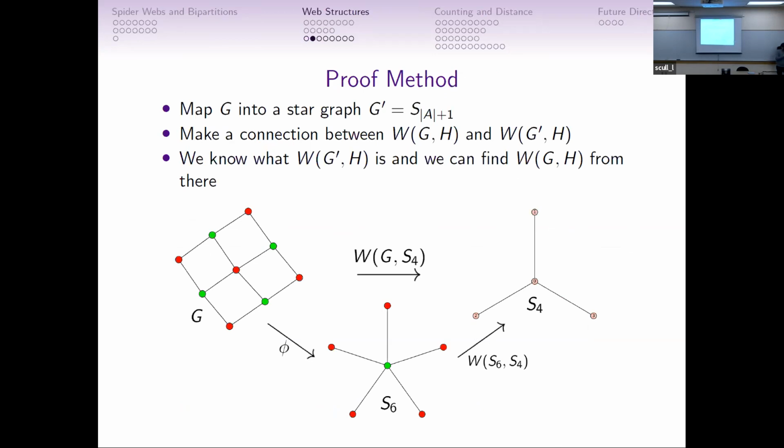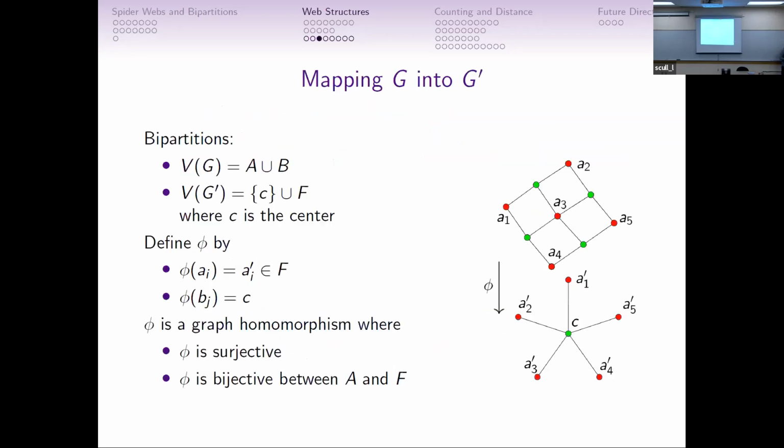So in terms of our proof method, we will first map G into G prime, which will be a star graph. G prime will be constructed so that all of these green vertices get mapped to the center, and all of the red vertices get mapped to a leg. And this will be done injectively. So there will be as many red vertices as red vertices in G and S6 in our case. Now we will compare the original web that we were looking for, and we will compare that to the new web, G prime into SK. We can find our web that we're looking for from this relationship.